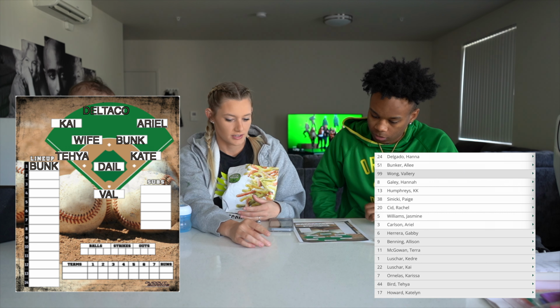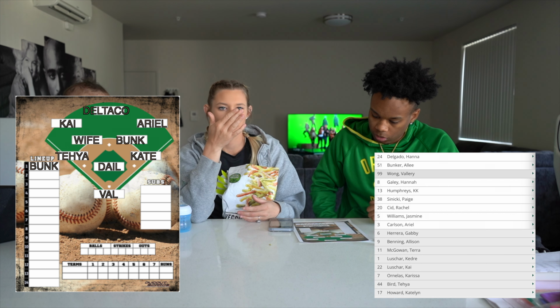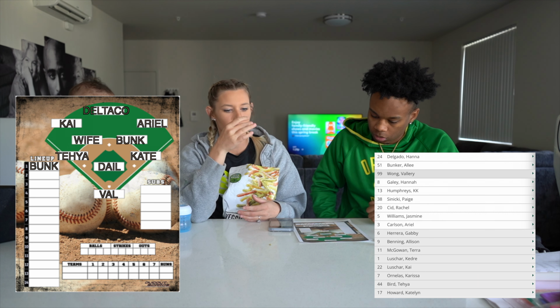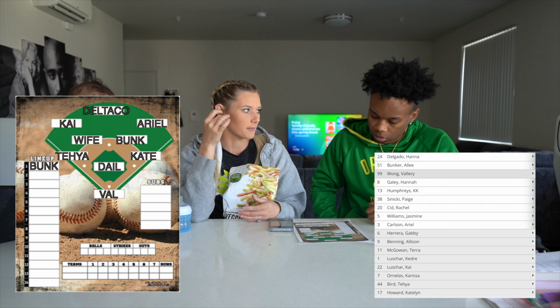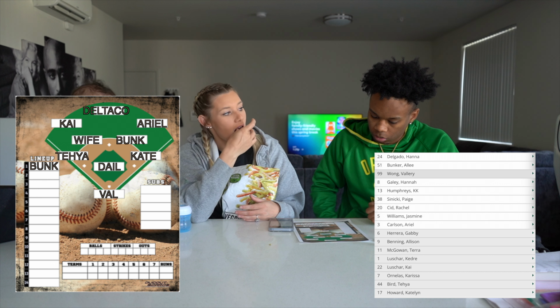Number two is usually kind of like a number one, but is someone that can move the runner over, also gets on base a lot type of thing.